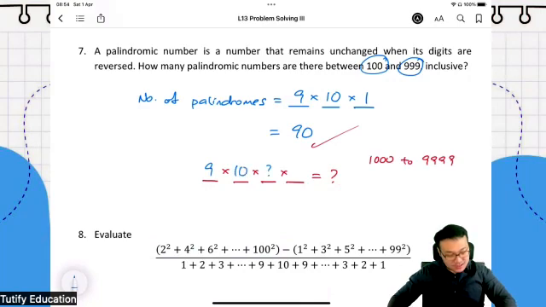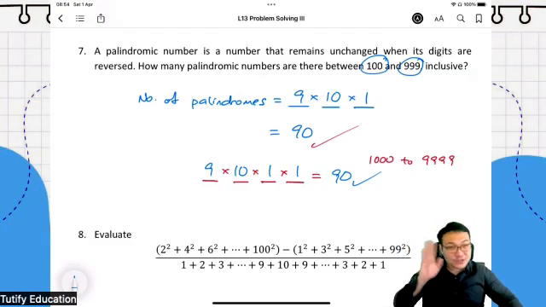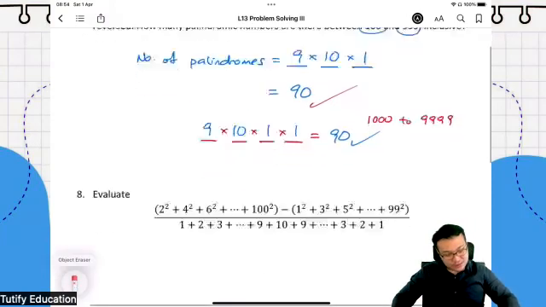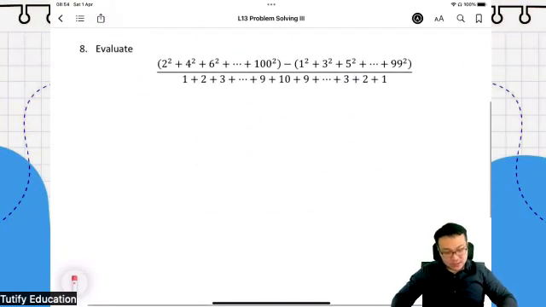This digit must be the same as the second digit. Yes or no? What about this? Must be the same as the first digit. Yes or no? So how? The answer is 90 again. Not 900. 90. Understand? Okay, be careful. Students, be careful. Now let's look at the next one.